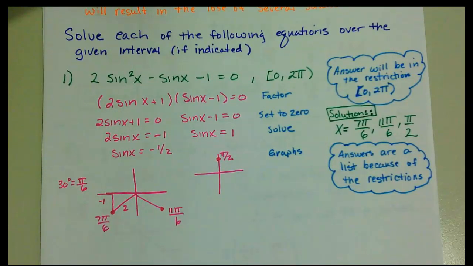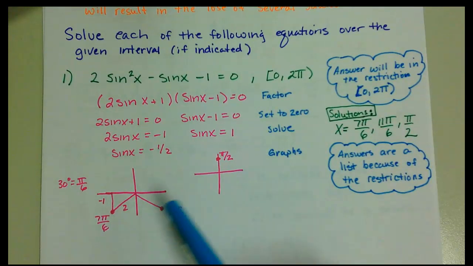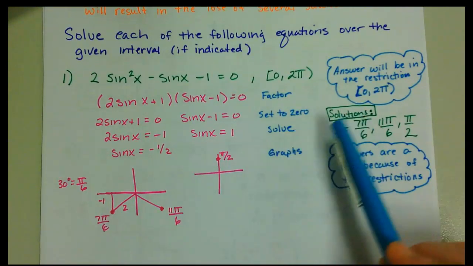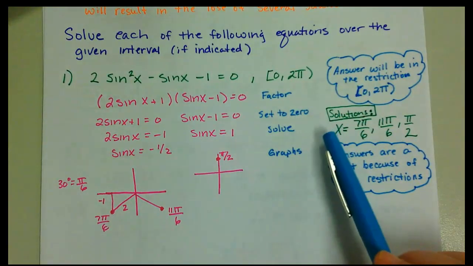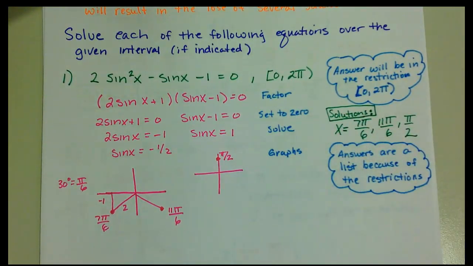If you don't do that, you haven't given me a good graphic representation. All right, so now the angles for my possible solutions are 7 pi over 6, 11 pi over 6, and pi over 2. And so that's what I'm going to do. Because the value right here was sine of x, I'm going to say x equals, and I'm going to list my three values out. And we list them because of the restriction.